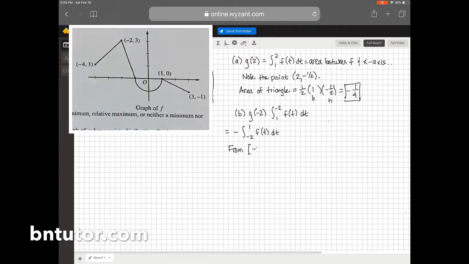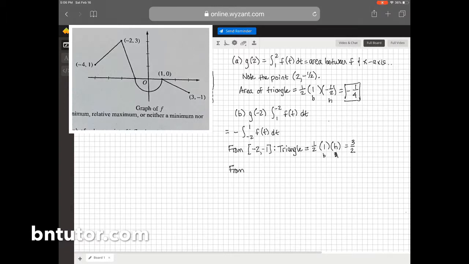We have 2 geometric shapes here. The first is from x equals -2 to -1, and it's a triangle with a base that's equal to 1 and a height that's equal to 3. So in total, that area is 3 halves.